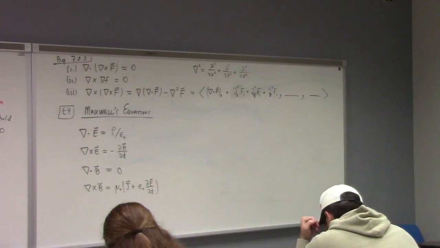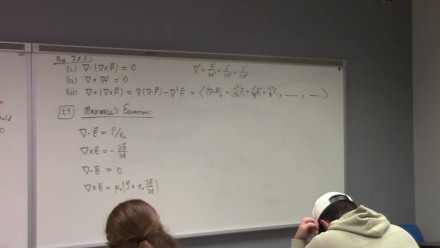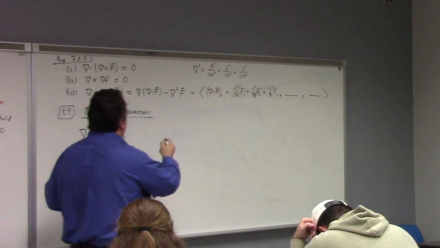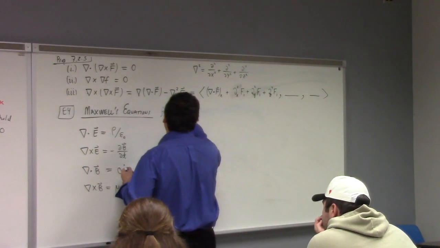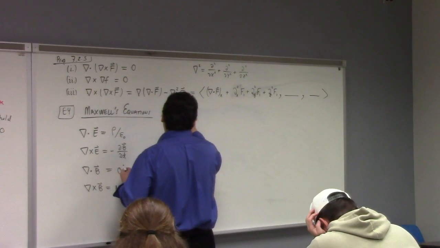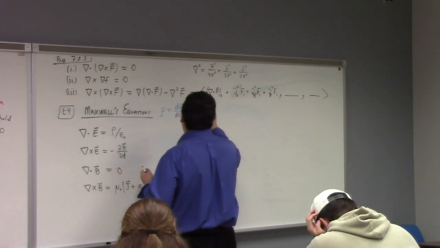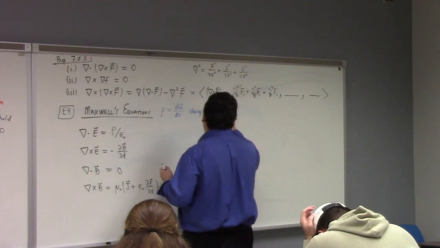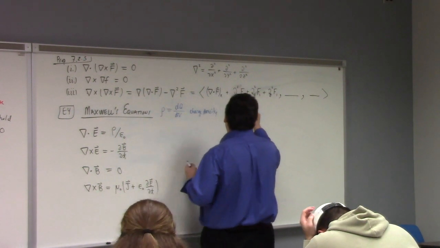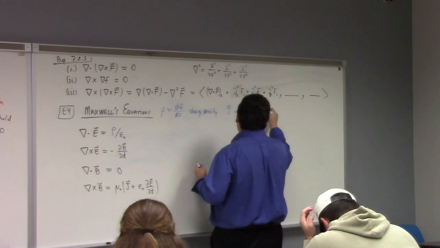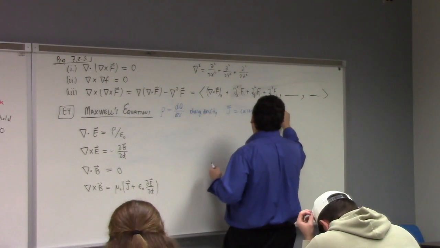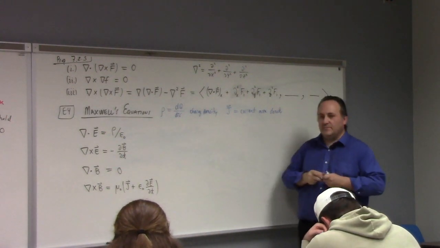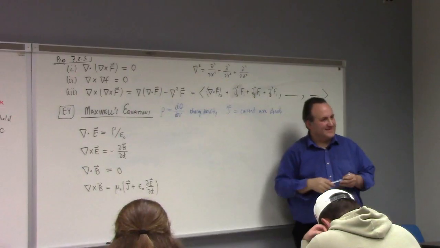Just a little bit more context here. To be clear, rho, for us in here, is equal to dq dv. It's the charge density. And here J is equal to the current density. It's an area density. So it's not the spherical radius, okay?